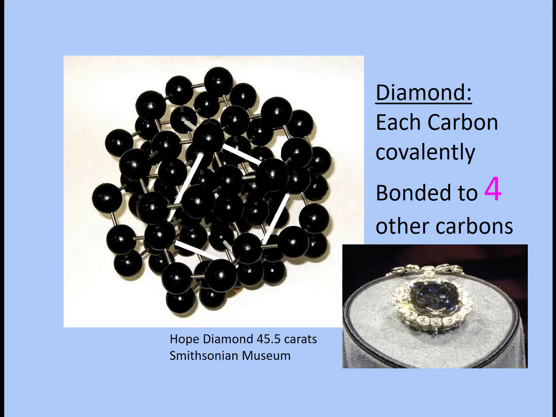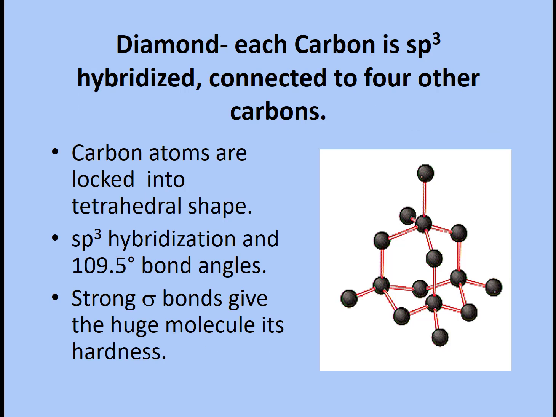If you look at a diamond, why is a diamond so hard? It's because each carbon is covalently bonded to four other carbons. So it's basically making a tetrahedral shape all throughout the whole molecule. For diamond, each carbon is sp3 hybridized, connecting it to four other carbons. It gives it a whole bunch of tetrahedrals put together. Because it's sp3 hybridized, it gives it that super strong strength that is reflected in its melting point.